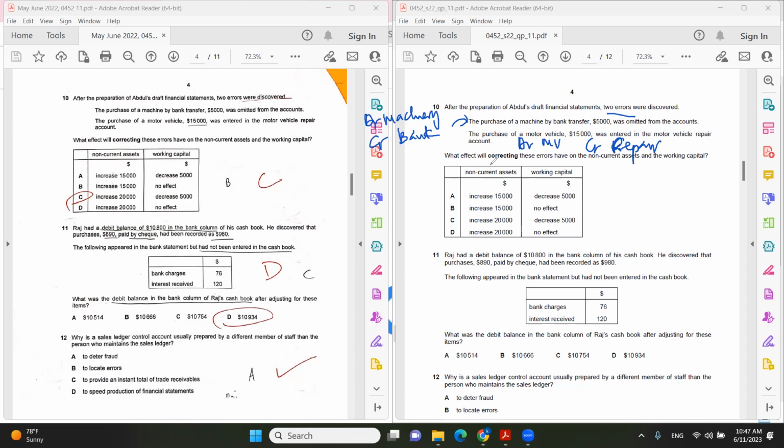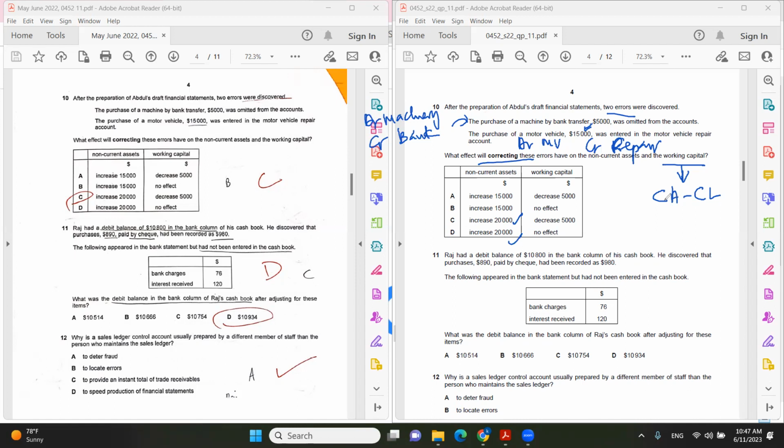Okay, what effect will correcting this error have on the non-current asset and the working capital? Working capital is current asset minus current liability. So for non-current asset, when we correct the error, we will debit this one and debit this one. These two debits mean 20,000. It will increase by 20,000.